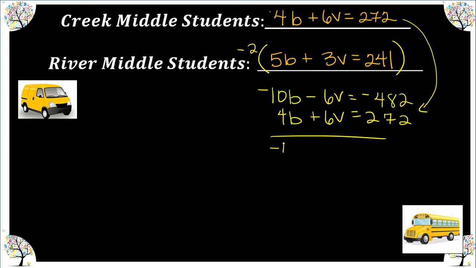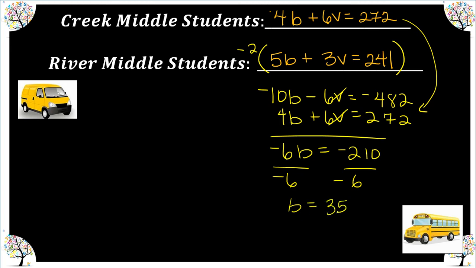And when I combine these, I get negative 6B equals negative 210, and then I divide each side by negative 6, and B, the amount of students on a bus, is going to be 35. So every bus carries 35 students.